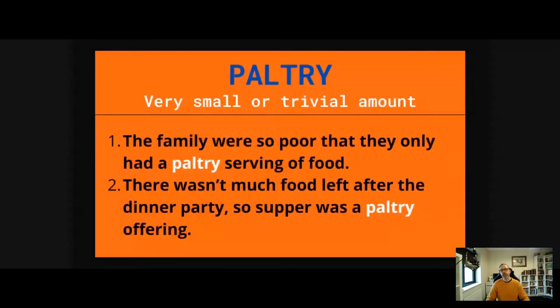The family were so poor that they only had a paltry serving of food. Example 2, there wasn't much food left after the dinner party, so supper was a paltry offering.